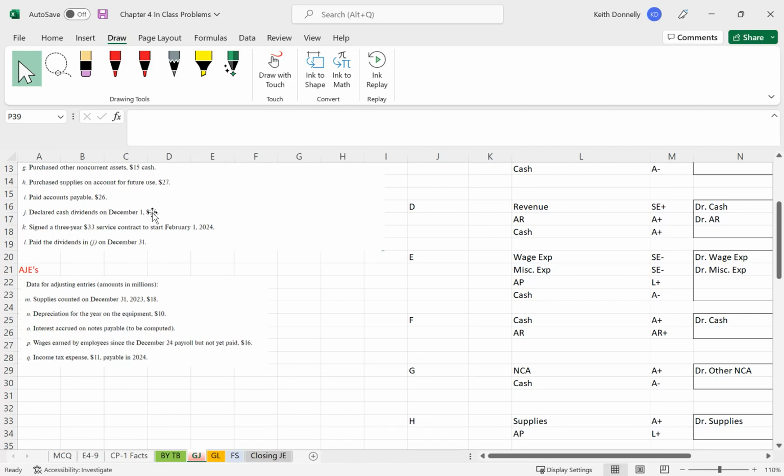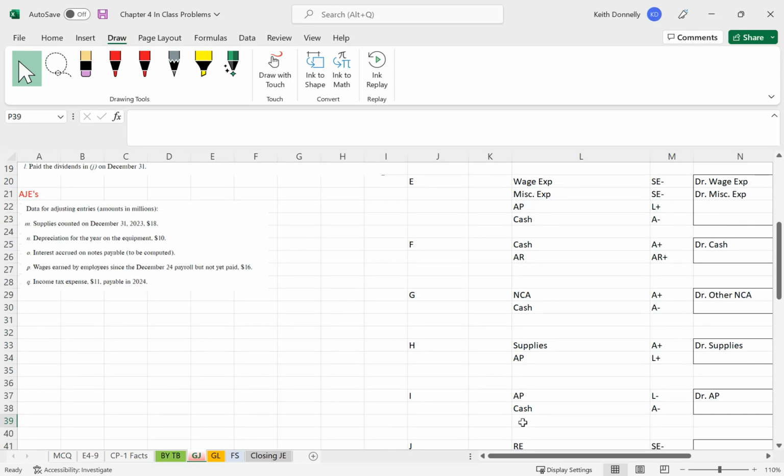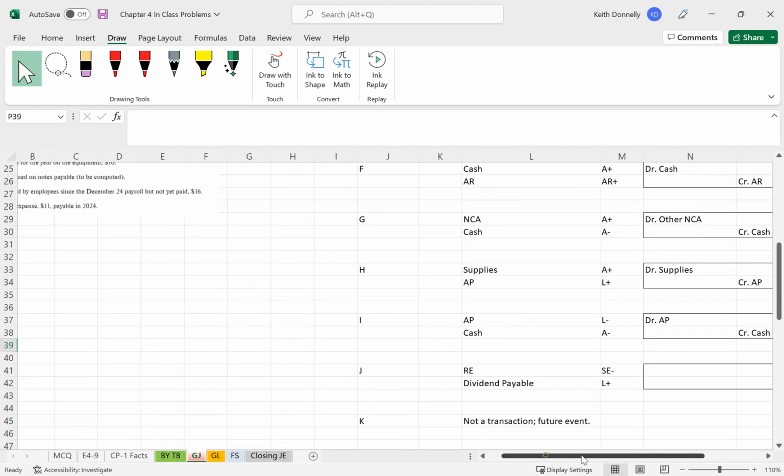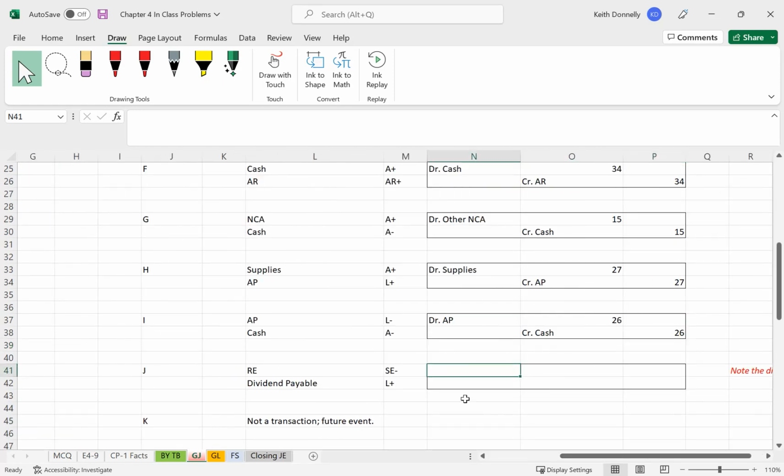J, we declared cash dividends on December 1st of 25 bucks. Now, one of the things they're implicitly saying here is there's a difference between when you declare them and when you pay them. Here we're declaring them, right? We're on the hook for it. It's something that happened in the past, but we're actually going to pay them later, right? So this one's a little bit tricky.